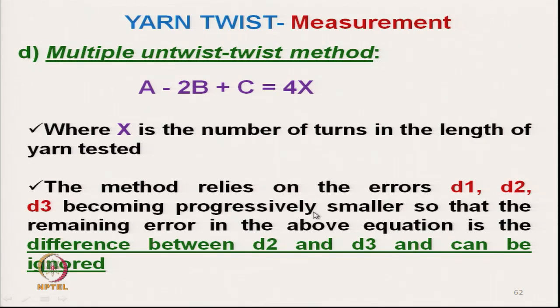So, D1 is larger, then D2 is smaller, it will become smaller. So, the remaining error in the above equation is the difference between D2 and D3, which can be ignored. So, that is ignorable. In this way we can test the yarn, to eliminate any error due to the fiber set of the yarn.